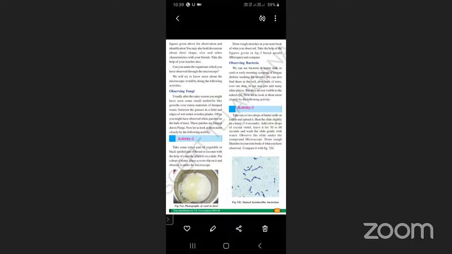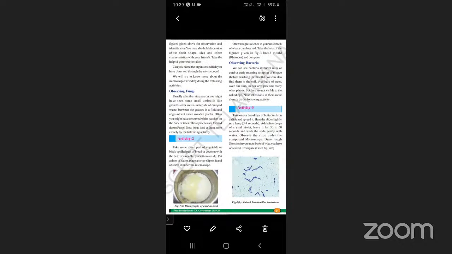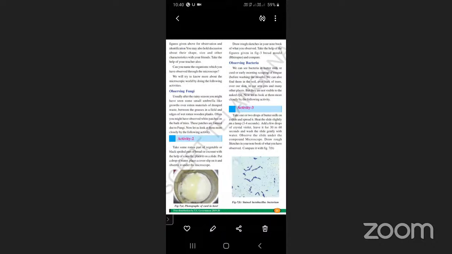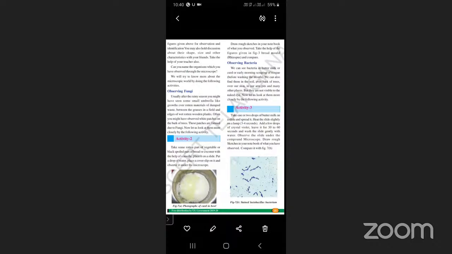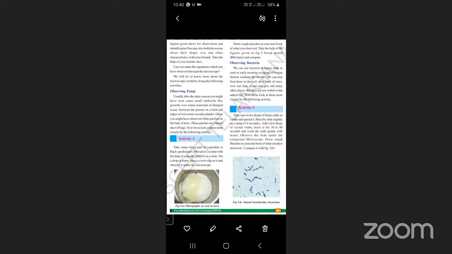You have to take some rotten part of vegetables or black spoiled part of bread or coconut with the help of a needle. Okay, children. It is better to collect from bread or coconut because we can get the result early. You may have observed this many times, you may have experience with this.